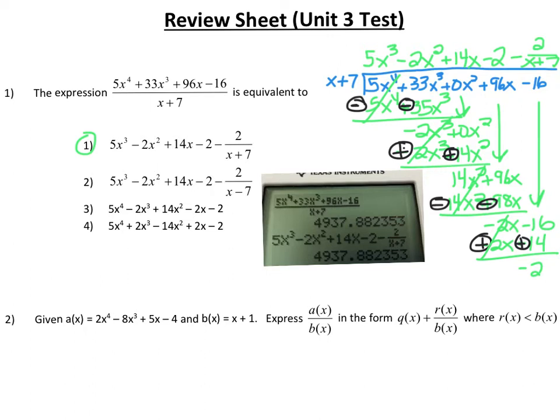Now, also what I did was I took the answer choice that I got and I plugged that in my calculator and hit enter. And if you look, this value matches up with this value. So what it means is these two expressions are equivalent. If you had plugged any of these answer choices into your calculator and hit enter, it wouldn't have given you the same value because they're not equivalent.